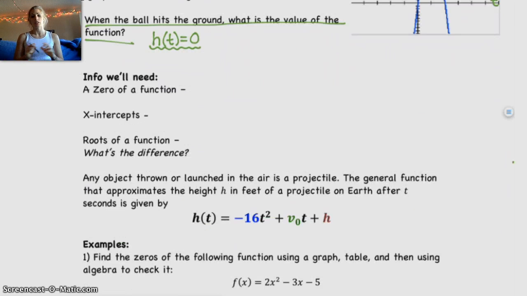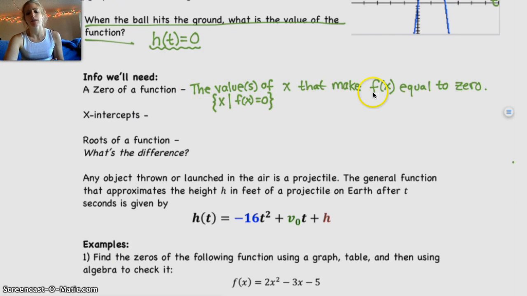All right, so here are the three vocab words that I told you about that are really similar to almost the same thing, but not quite. A zero of a function is the value of your independent variable, so the value or values of x, that make the function, or y, 0. So the values of x that make the function equal to 0. This is another way to write it, and basically the squiggly brackets mean the set of. So this means the set of all x's such that f of x equals 0. So all the x values that make the function equal to 0. It means the same thing. It's just written algebraically instead of in words.